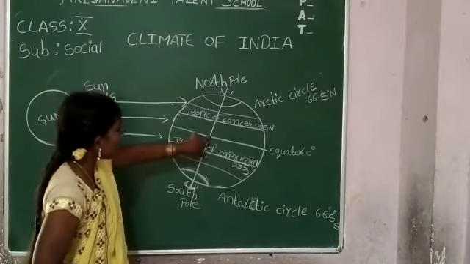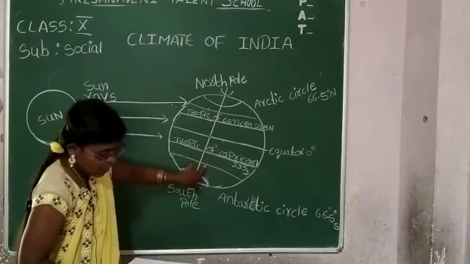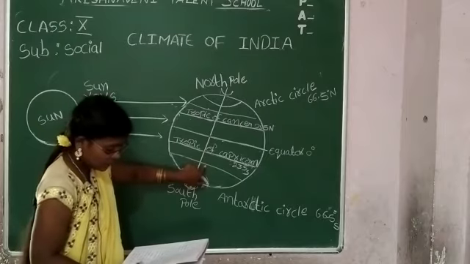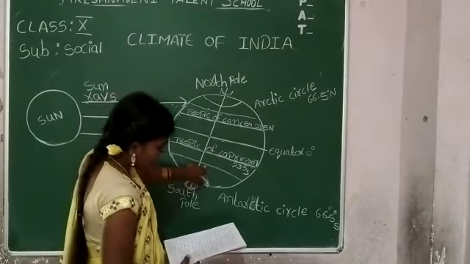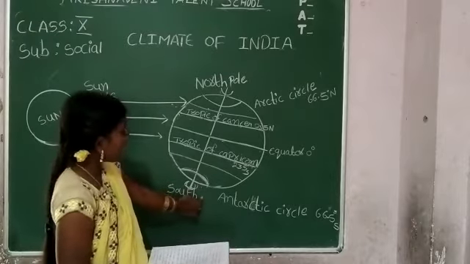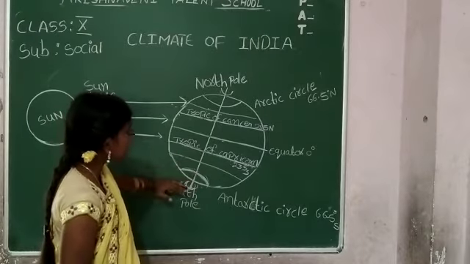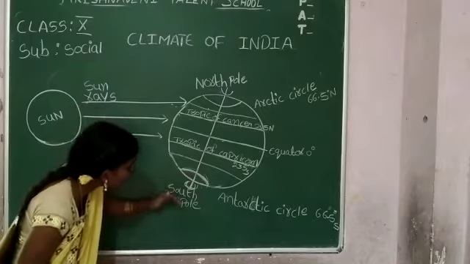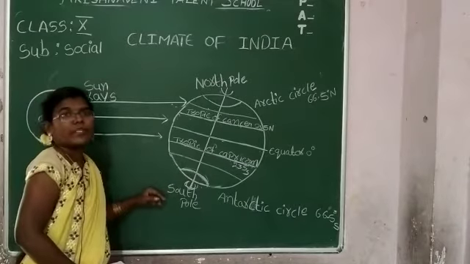As we move away from the equator towards the pole, the average annual temperature decreases. Here the temperature decreases. Why? Because we are moving towards the polar region, isn't it?